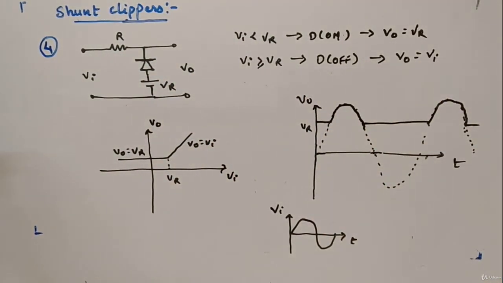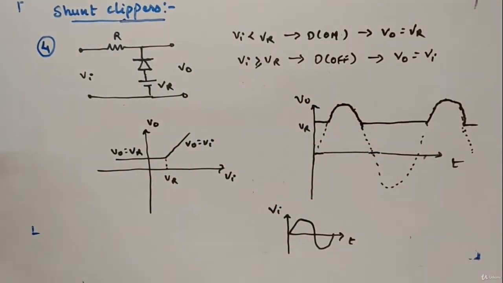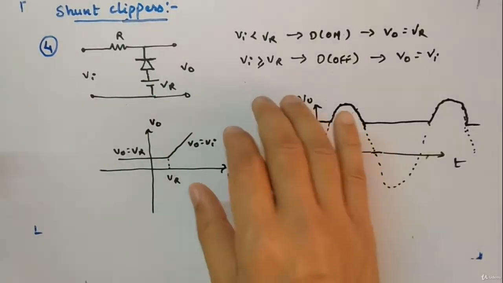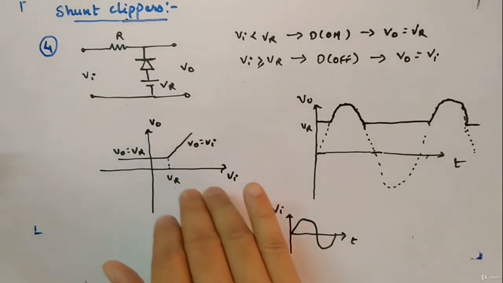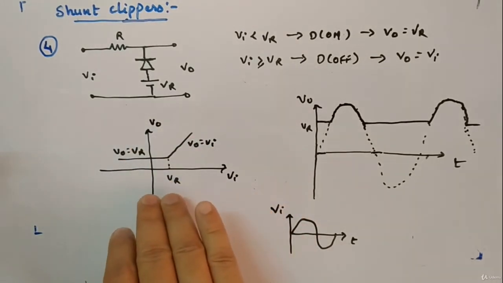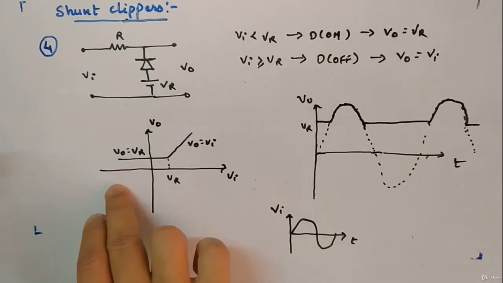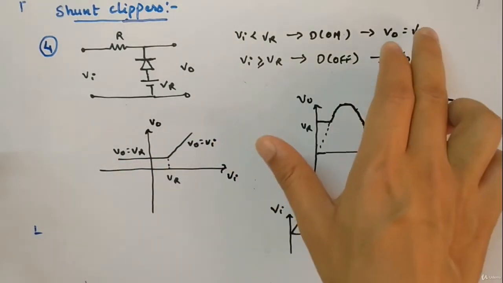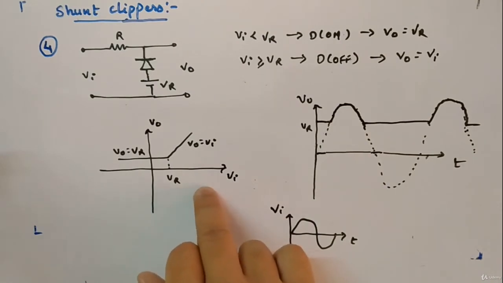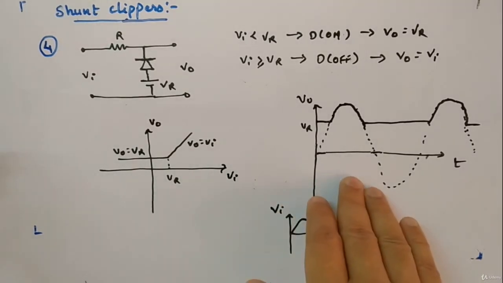Okay, so that is how it will work. So the equal to sign always comes with the off condition. That is what you have to remember. And then this is how the transfer characteristic Vi-V0 will look like. Till Vi equal to VR, V0 will be equal to VR. As soon as Vi increases beyond VR, V0 becomes equal to Vi. Okay, so this is the transfer characteristic, and this is the output characteristic.